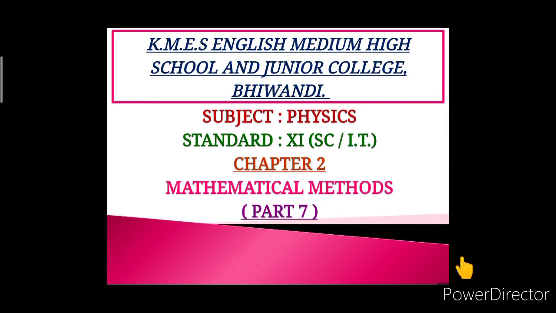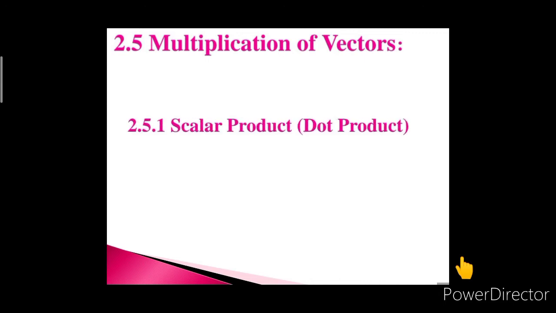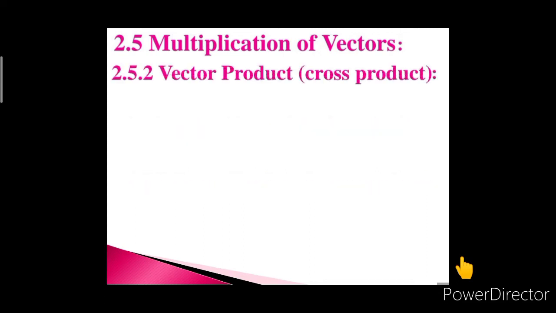Assalamu alaikum dear students. In the last lecture of chapter 2, Mathematical Methods, we had studied about multiplication of vectors, where we had seen scalar product or dot product. The next multiplication of vectors is vector product or cross product. Now let's proceed with the topic multiplication of vectors with the second product, which is vector product or cross product.